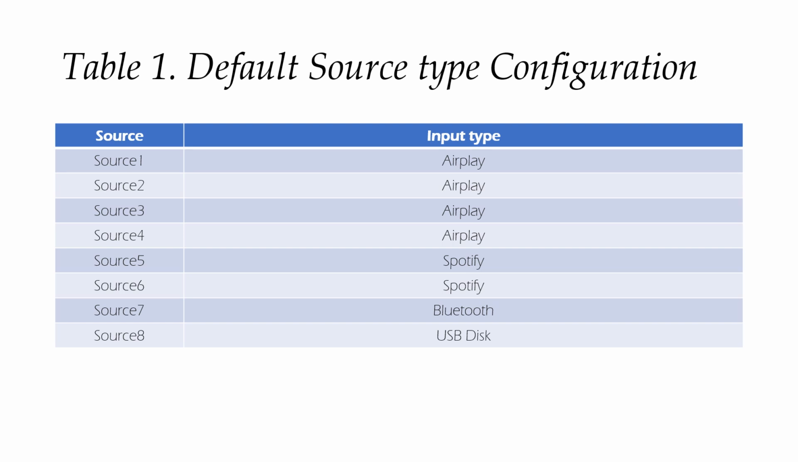This is the default source type configuration. You can see it is set to AirPlay for all sources for the open version, and we also set 5 and 6 to the new version of Spotify and 8 to a USB disk.